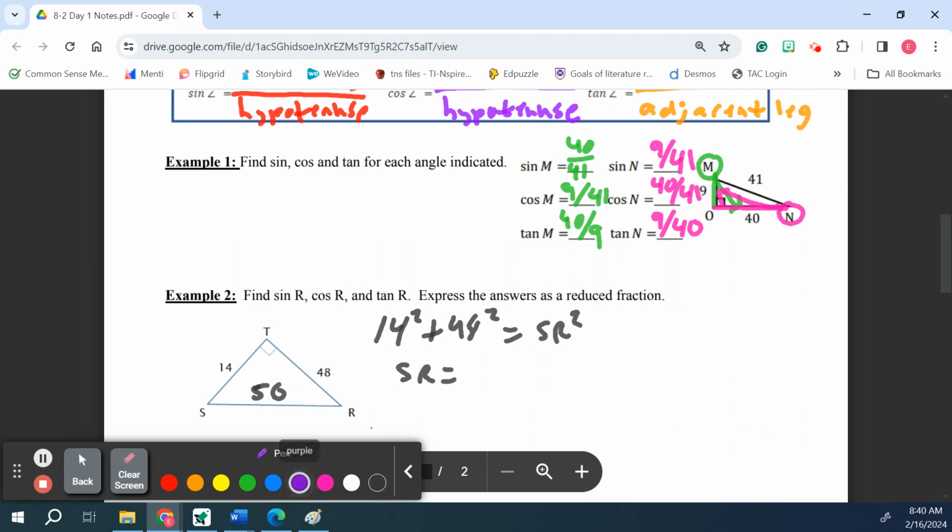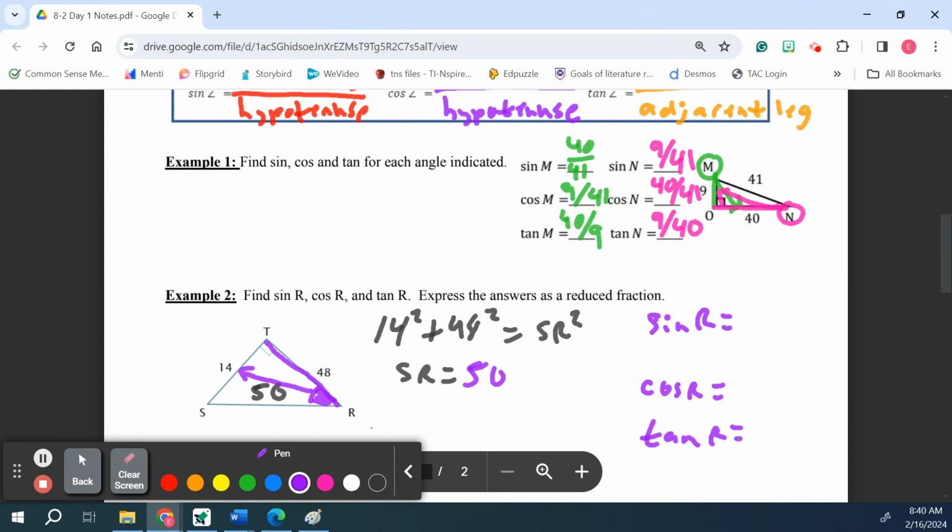Okay, so now that we know that, we are finding just R. Here is the angle in question. Here is our opposite. This is our adjacent. So someone tell me, what is the sine of R, the cosine of R, and the tangent of R?